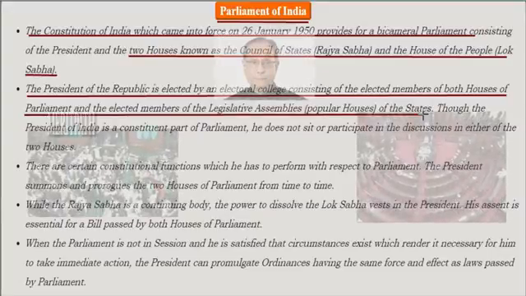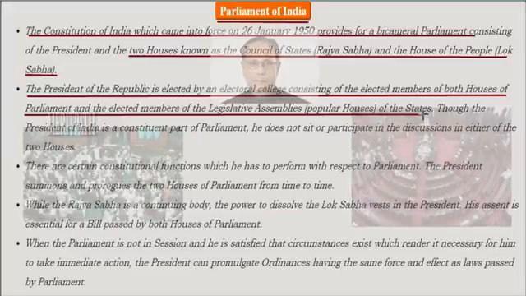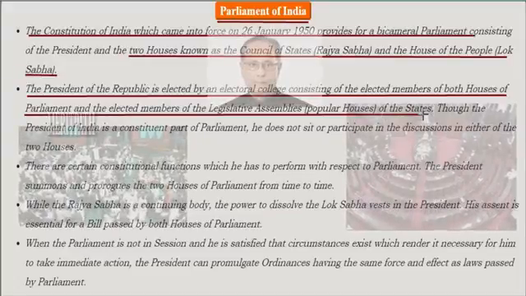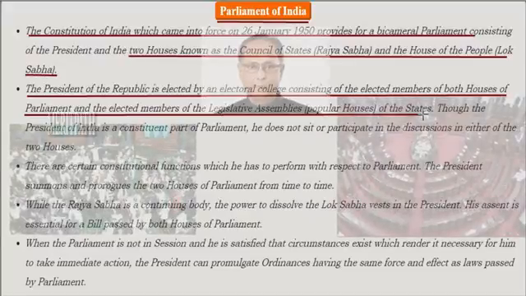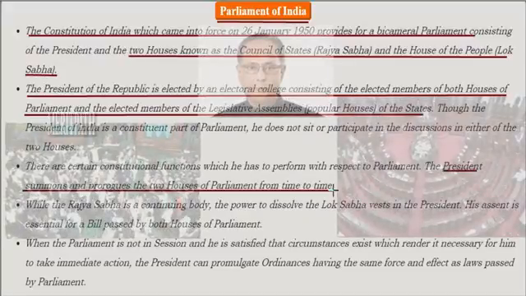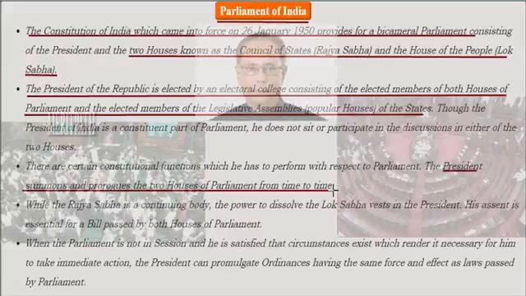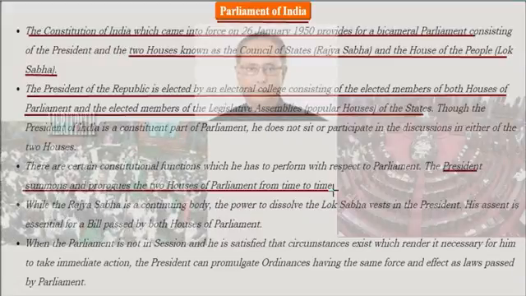Though the President of India is a constituent part of the parliament, he doesn't sit or participate in the discussions of either house. The President summons and prorogues the two houses of the parliament from time to time. There are some constitutional functions which he has to perform with respect to the parliament.